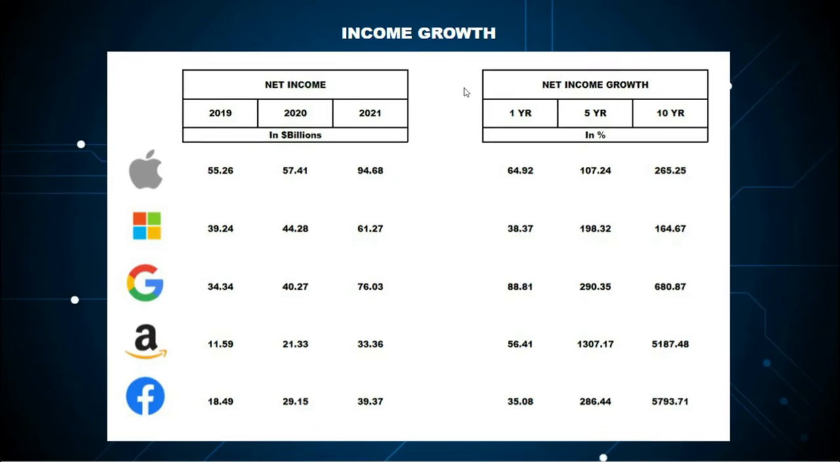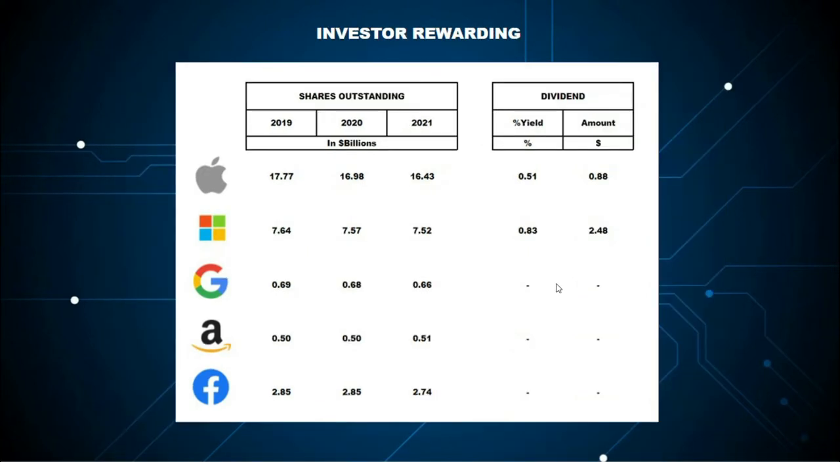Next up is income growth. Of course, net income grows along with revenue growth. On the left side, we'll see that every company has increased their income in the last 3 years. On the right side, the income growth over 1 year, 5 years, and 10 years. Now, take note that the numbers you see here are not in compounded form, to avoid confusion. As investors, we want to be rewarded. Some companies give out dividends, others don't. But the most important thing is them buying back shares. We can see here, all of them except Amazon bought back shares in a 3-year time frame.